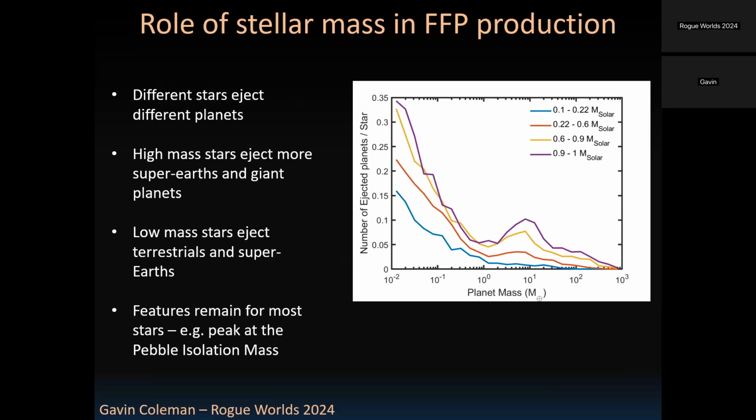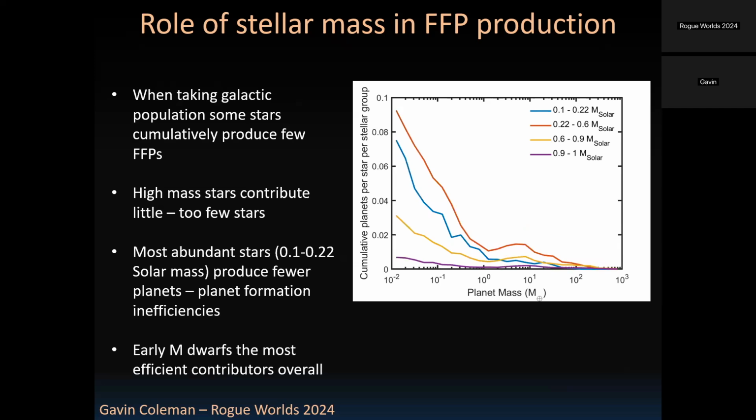As you go down in stellar mass, fewer planets are ejected. And most of this is down to the formation process. There are fewer planets. Fewer planets obviously form around low mass stars, but also fewer planets generally form because there are fewer metals. But some of these features still remain. And then obviously this is per star.